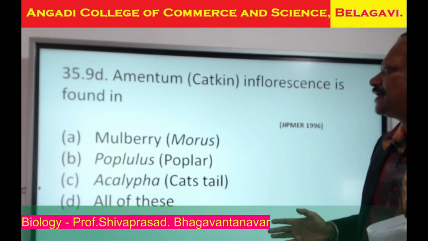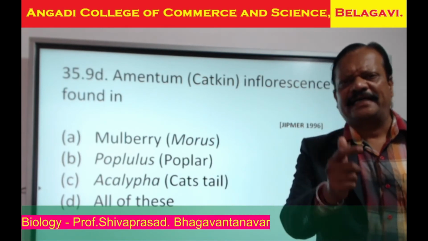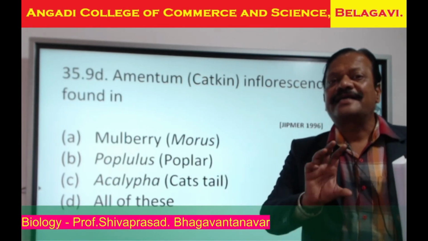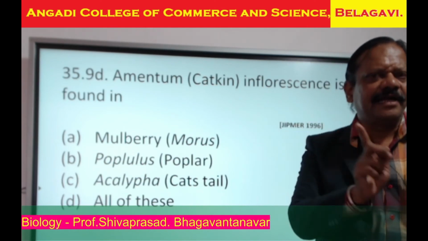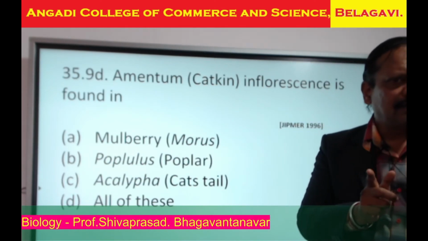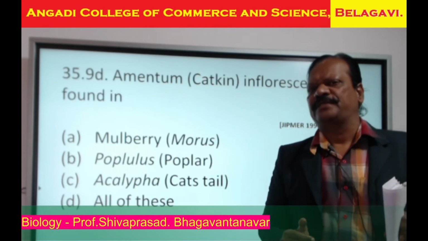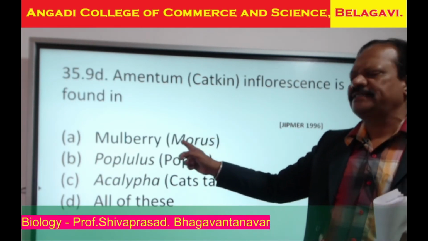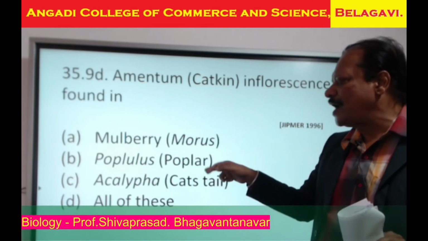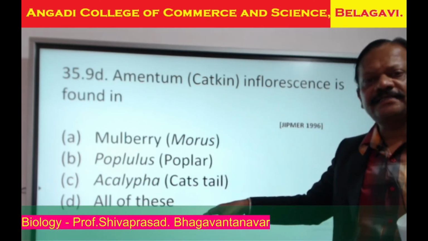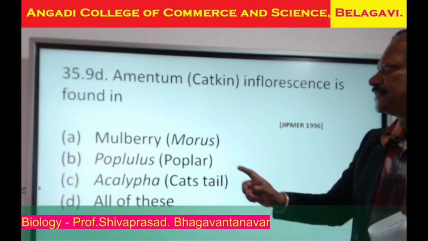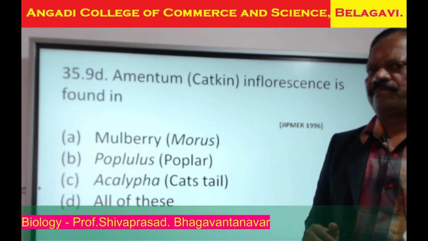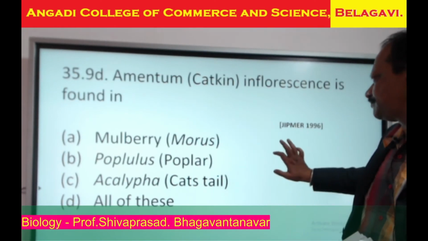So I can give you a nice example. The inflorescence appears like a cattail. Cattail contains so many hairs. The feathery hairs you are observing, such a type of flowers we can see on this type of inflorescence. So as a result, all of these is the correct answer. Option B, all of these, is the right answer for this question. We'll move to the next.